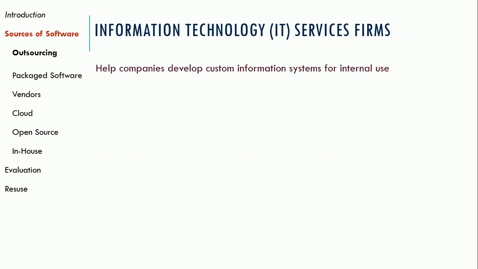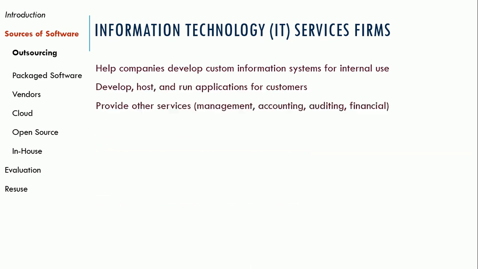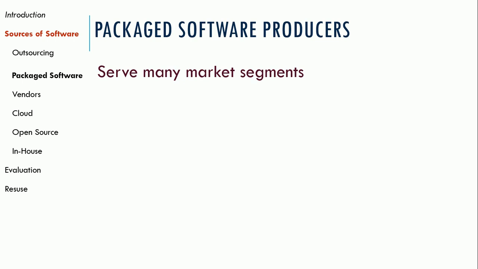So information technology services firms help companies develop custom information systems for internal use. They develop, host, and run applications for their customers, and they can provide other services like management, accounting, auditing, and financial. So packaged software, on the other hand, this is where rather than having to pay to develop software or pay to develop some solution, you buy a solution that's already built for you. You don't have to do anything except make sure it's going to work for you.